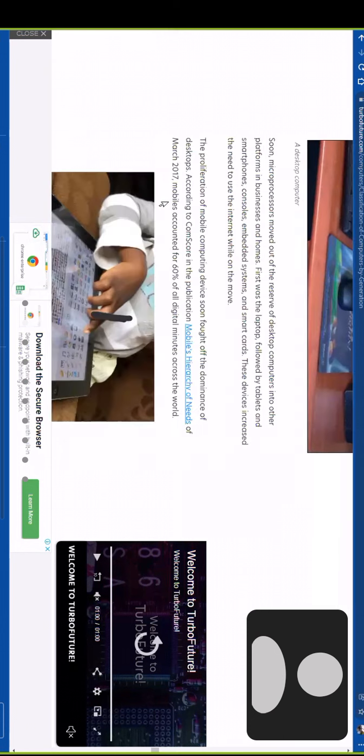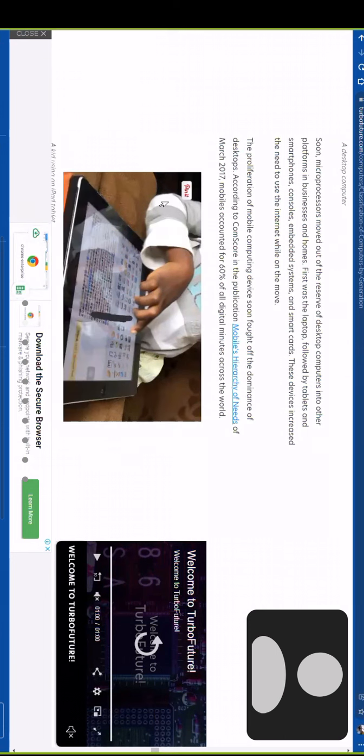So microprocessor moved out of the reserved desktop computers into other platforms of the business and homes. First was the laptop, followed by tablets, then smartphones, then the different consoles, embedded systems. Embedded systems as you have used in your washing machine, every electronic gadget that has a microcontroller. These devices increase the need to use the internet while on the move. The proliferation of mobile computing devices soon cut off the dominance of the desktop.